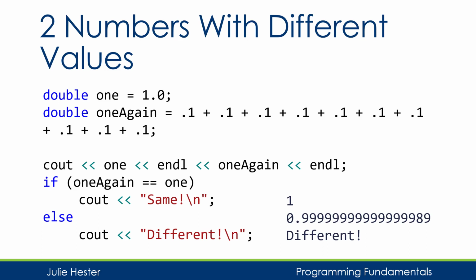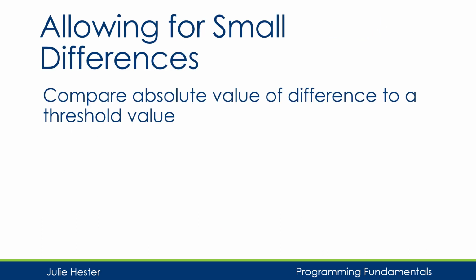So what can we do about this situation? I might need to compare these numbers for some reason in a program. And for my purposes, these are basically the same number. So I'm going to have to do something where I allow for small differences. And in order to do this, I am going to figure out what the difference is in these two numbers and see how big the difference is.